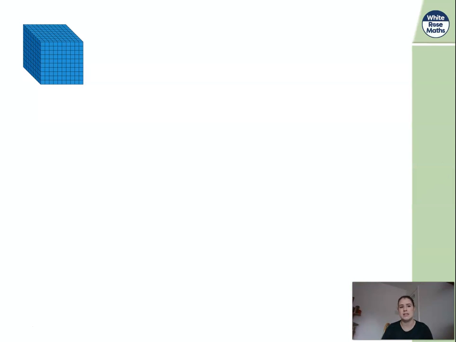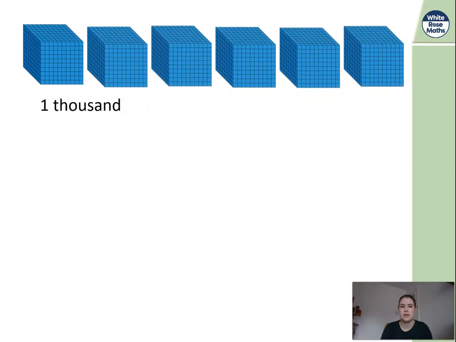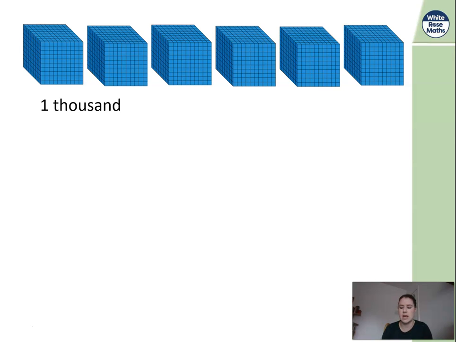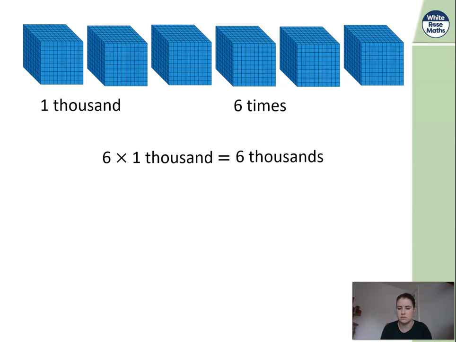So on to today's learning. Here we have a 1,000 block for our base 10 units. Here we have an additional 5, so altogether we have 6, and we have 1,000 represented 6 times through our base 10. We can write that as 6 times 1,000, so that would give us 6 thousands, so 6 lots of 1,000.